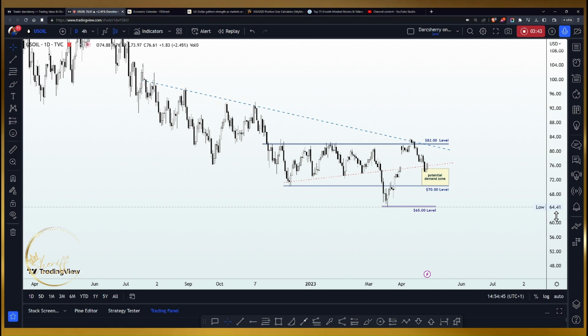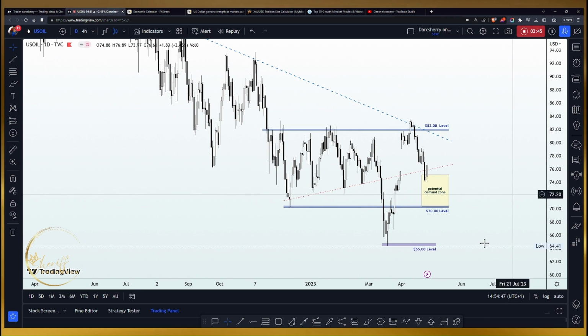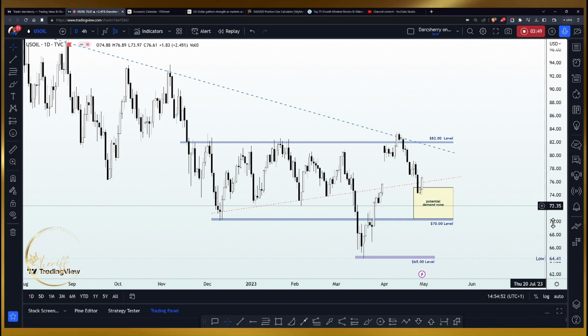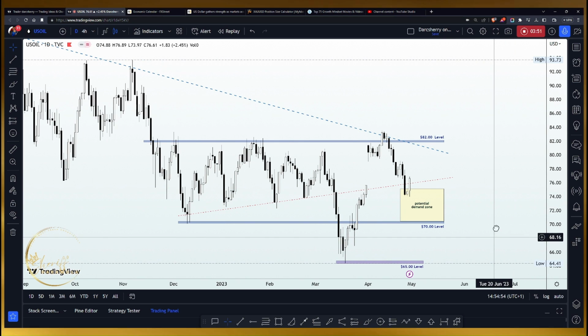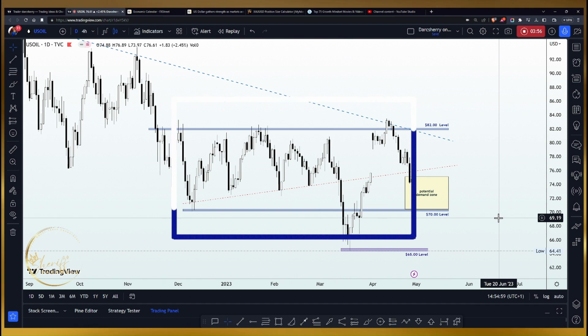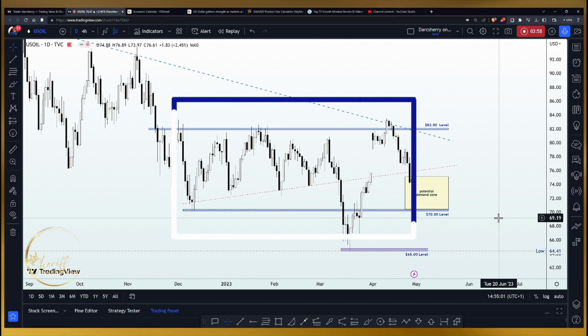However, things got a little bit more interesting during the month of November last year, where we saw this whole situation here, where price action was trapped within a channel between the $82 mark and the $70 area for over 4 to 5 months in this market.